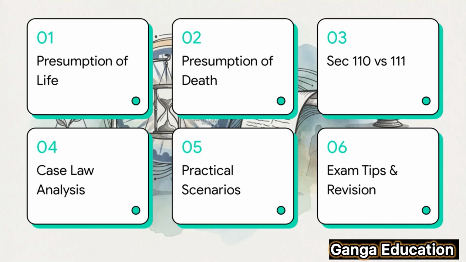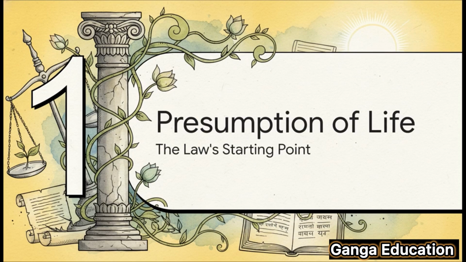All right, here's a quick look at our roadmap for this session. First, we'll cover Rule 1, which is the presumption of life. Then we'll move on to Rule 2, the presumption of death. After that, we'll dive into the key differences between these 2 sections. We'll also analyze a landmark case, discuss some practical court scenarios, and finish up with some quick revision tips for your exams. Okay, let's start with our very first rule, the presumption of life.